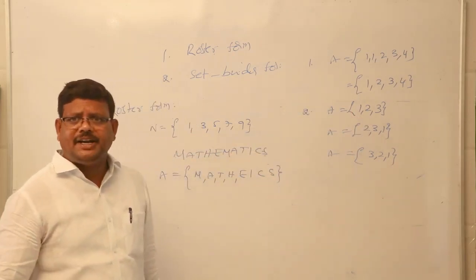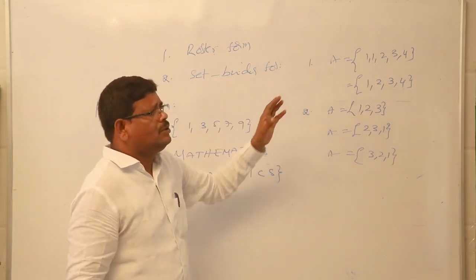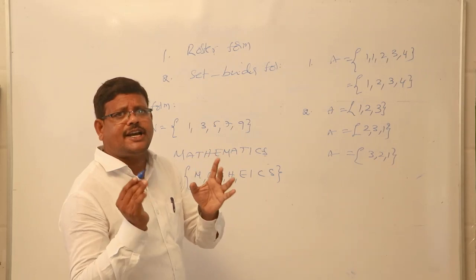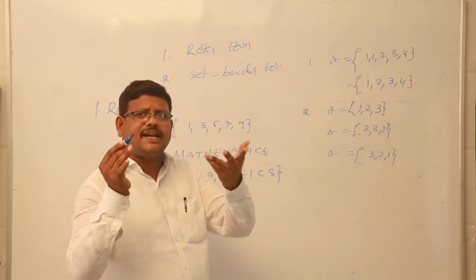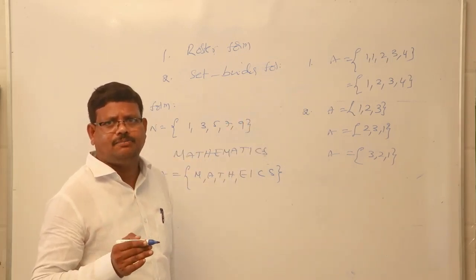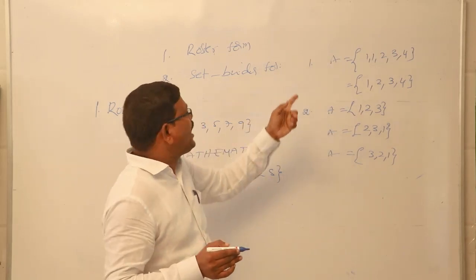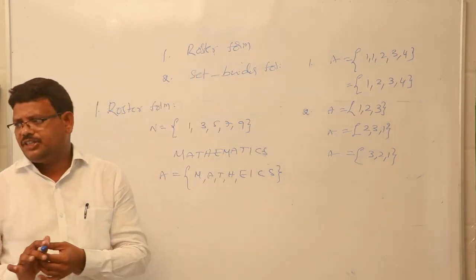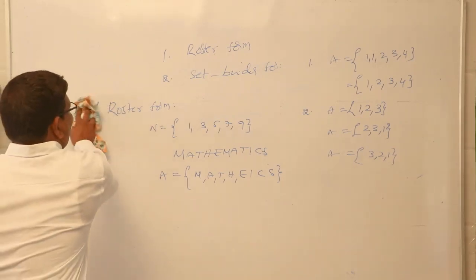And what are the demerits? Here we cannot express all the real numbers in roster form, because all the real numbers do not have any common property. And the second one, infinite sets also cannot be explained in roster form. That's why we represent them in set builder form.